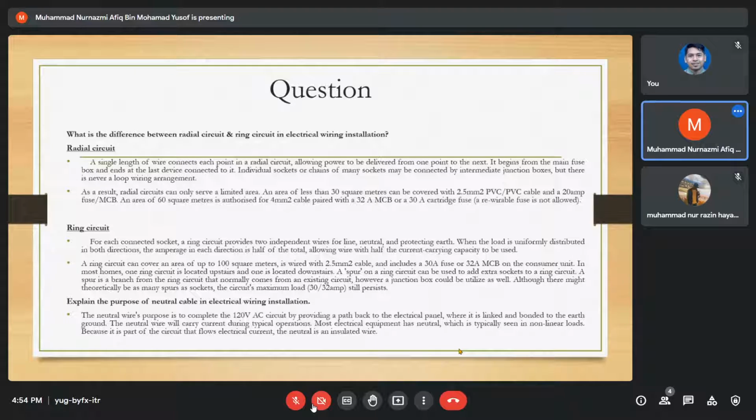The second question is: explain the purpose of the neutral cable in electrical wiring installation. The neutral wire's purpose is to complete the 120-volt AC circuit by providing a path back to the electrical panel, where it is linked and bonded to the earth ground. The neutral wire will carry current during typical operations. Most electrical equipment has a neutral, which is typically seen in non-linear loads. Because it is part of the circuit that flows electrical current, the neutral is an insulated wire.